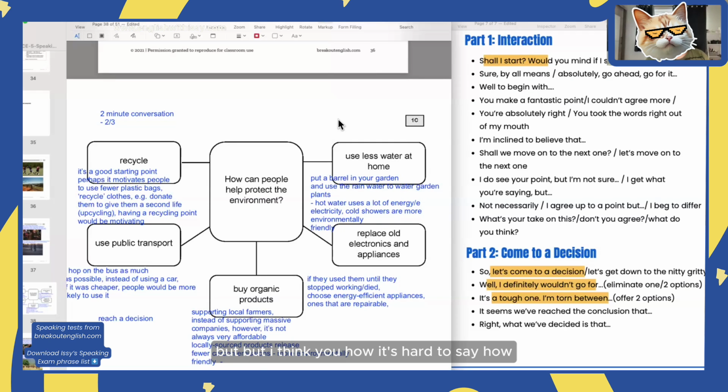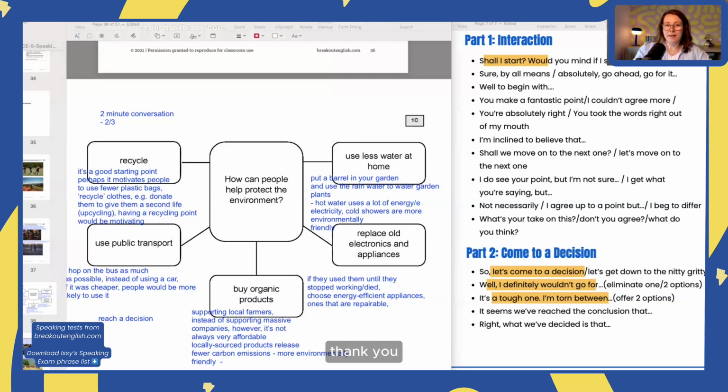But I think it's hard to say how much less water do we have to use, because people having swimming pools at home, so maybe replacing the electronics and appliances would be less. It would be more important. So let's go for using less water. Right. Thank you. Your time is up.